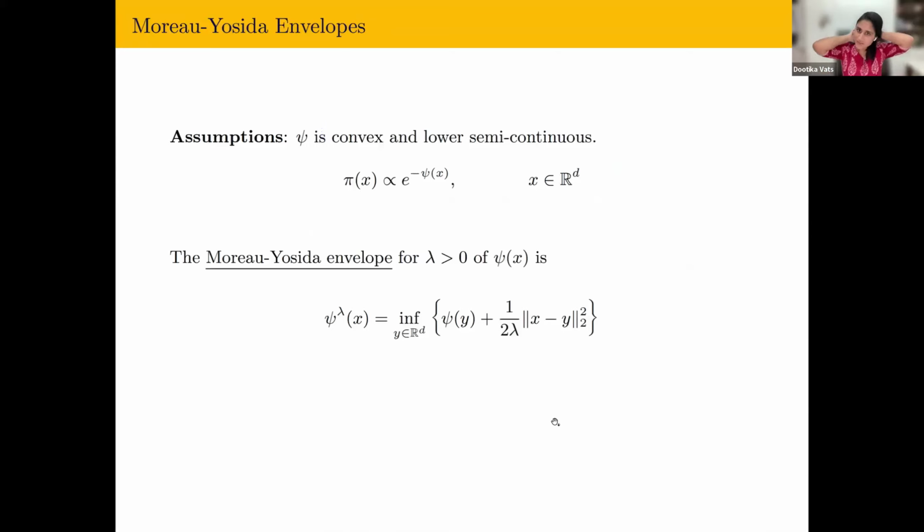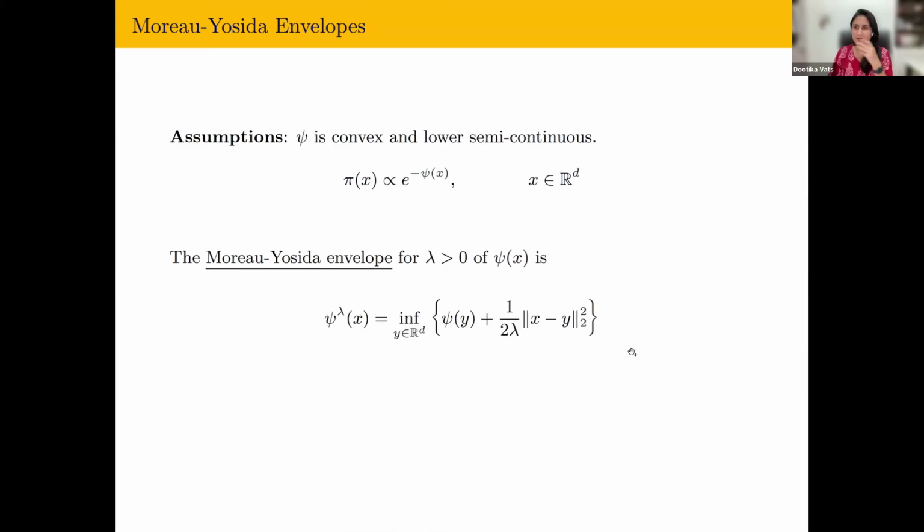Okay, so what are Moreau-Yosida envelopes? First, I'm going to define my class again. I'm assuming psi is convex and lower semi-continuous, and pi of x is proportional to e to the power minus psi of x. So this is the same class as before, and again, I'm fixing psi to be convex. Then the Moreau-Yosida envelope for a given lambda greater than 0 of this function psi of x is defined as psi_lambda(x), which is the infimum over my Euclidean space of psi(y) plus 1/(2 lambda) times the L2 norm squared between x and y.